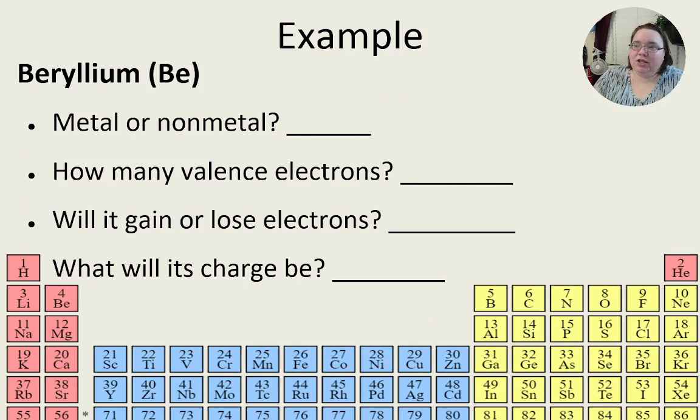So let's look at a couple examples. Looking at our periodic table, beryllium, Be. Is it a metal or a non-metal? Oh, well, my staircase isn't on this image, but if we were to look at our table, we would see the staircase is here. Be is to the left of the staircase, so it's a metal.